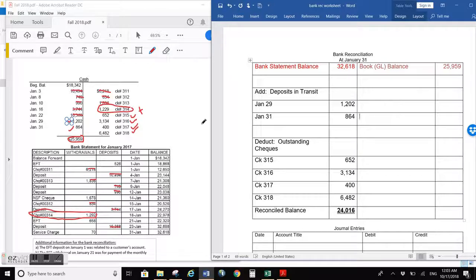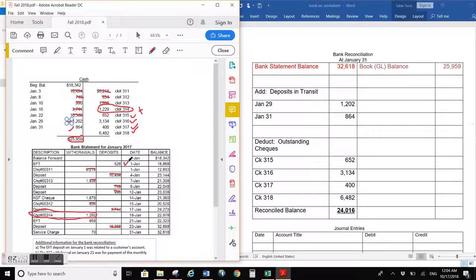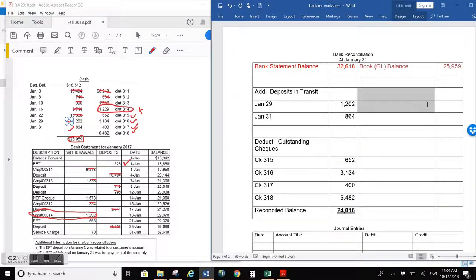Now we'll focus on what's going on in the bank account. We first want to figure out what's been added to our bank account that we didn't know about, that we haven't yet captured in our T account. And the first thing is this $526. It's an EFT. Here it says it's an EFT related to a customer's account. So we'll just add that baby right in there.